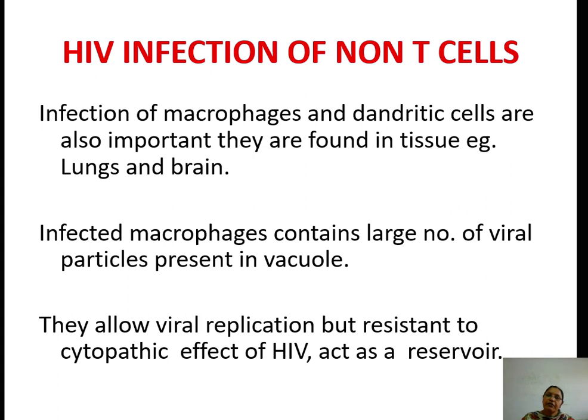Now, HIV infection of the non-T cells, the infection of macrophages and dendritic cells. These are the most important antigen presenting cells. They are found in tissues like the lungs and brain.